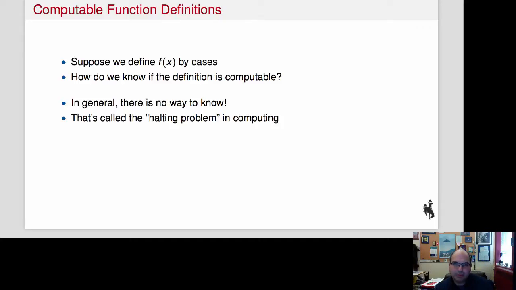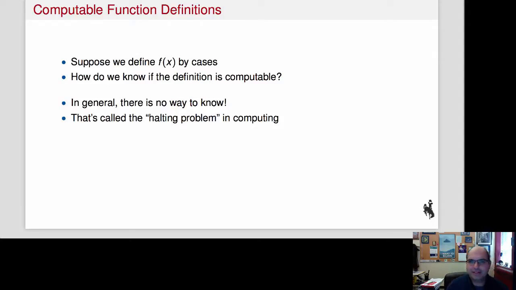That's called the halting problem in computer science. And the halting problem says that if I give you a function definition, and then I give you some inputs for that function definition, you really can't tell me in general whether that function will terminate, will return a value, or simply go into an infinite loop.